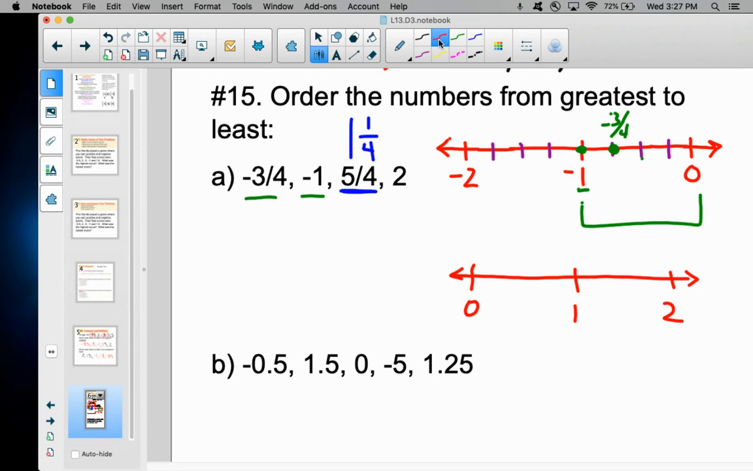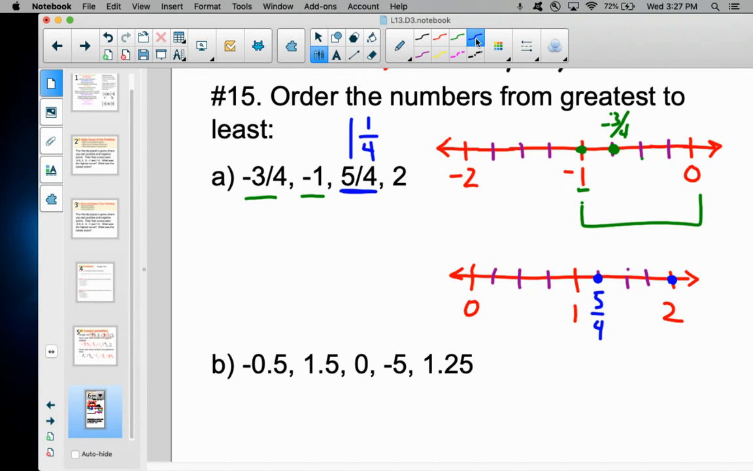And 1 1/4. Remember, we are dividing this into quarters. 1 1/4 now will be, since this is the positive side of the number line, right there. So that's our 5/4, and then our 2.